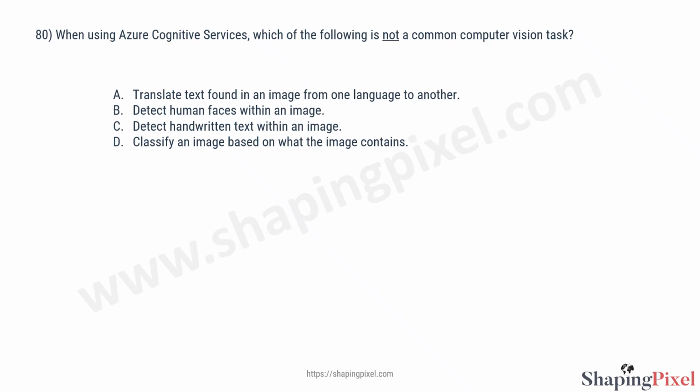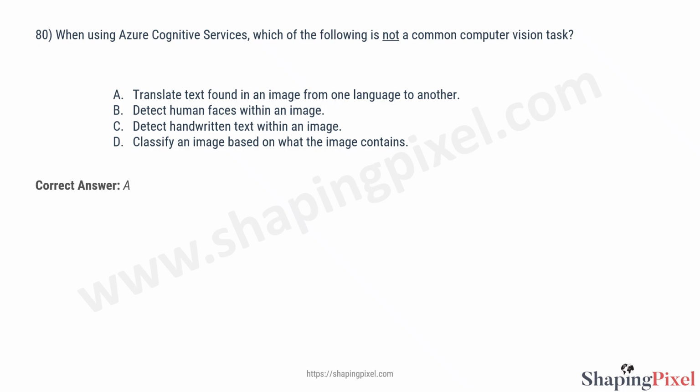Question number 80. When using Azure Cognitive Services, which of the following is not a common computer vision task? And we have four options. Option A, translate text found in an image from one language to another. Option B, detect human faces within an image. Option C, detect handwritten text within an image. And option D, classify an image based on what the image contains.